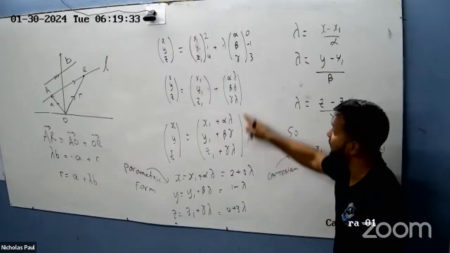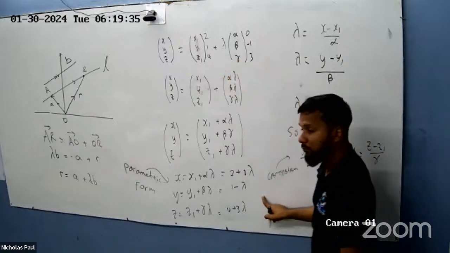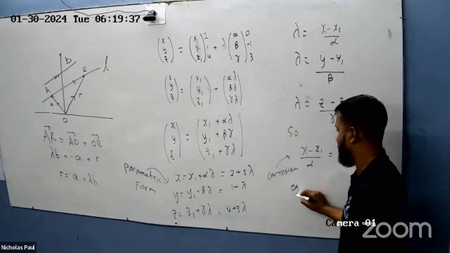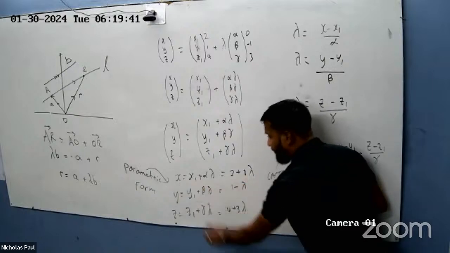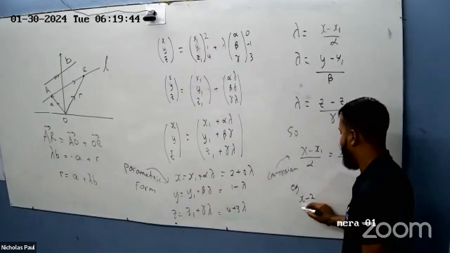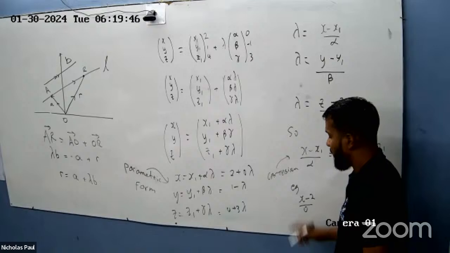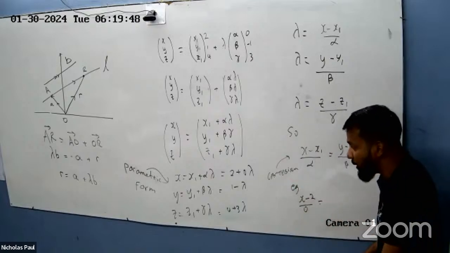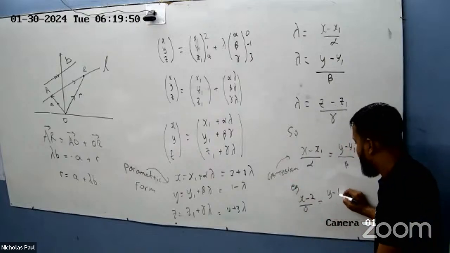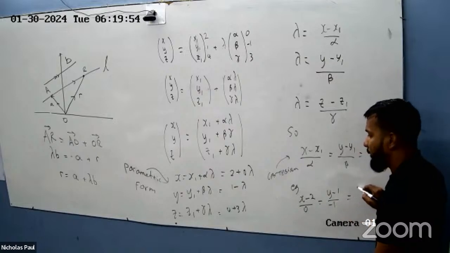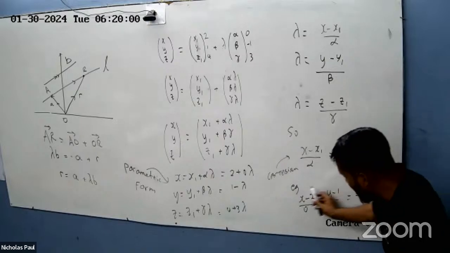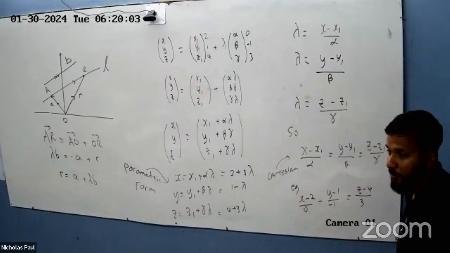What's the Cartesian of the example I gave you? Make lambda the subject here. X minus 2 over 0. Well, that doesn't make sense. But the next one is what? Minus 1. And then what? Yeah, z minus 4 over. Right? So this is what your Cartesian form will look like.